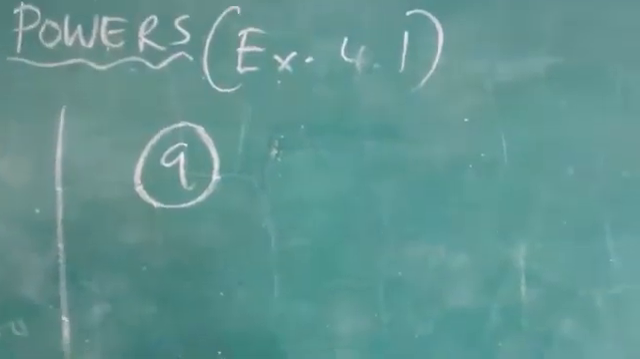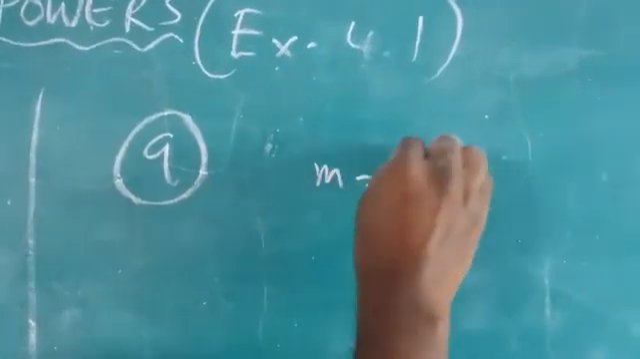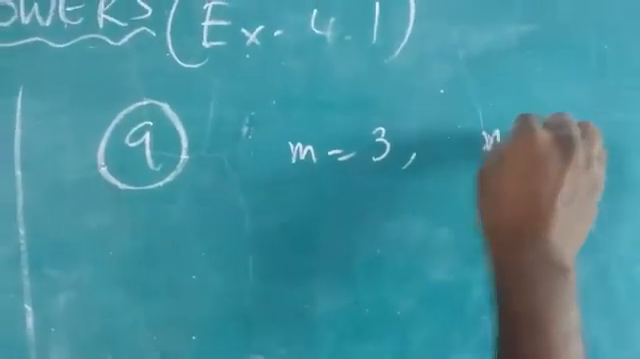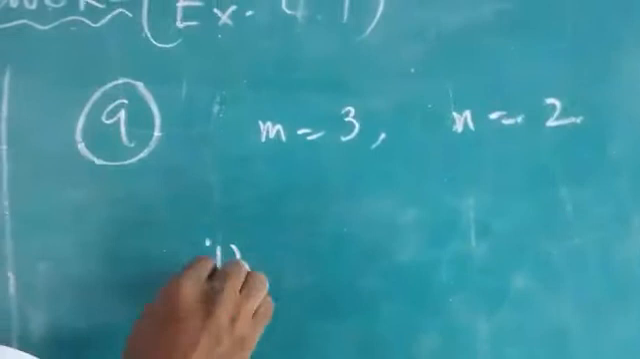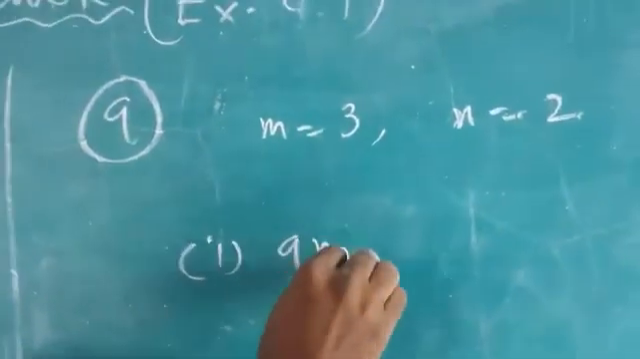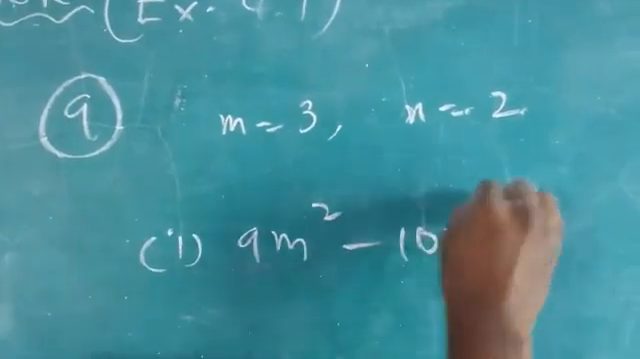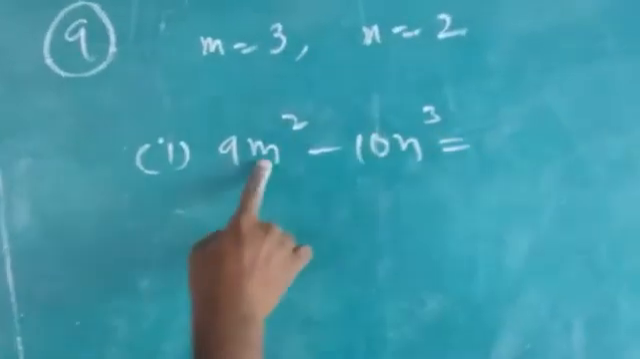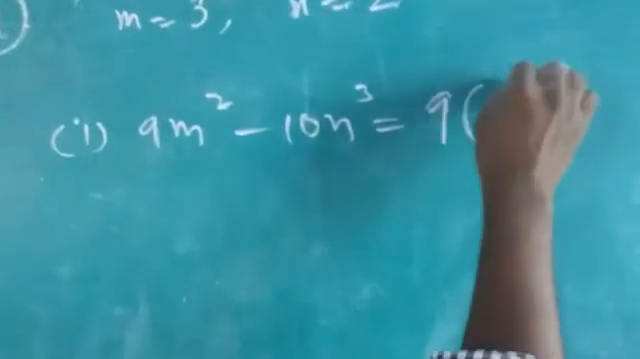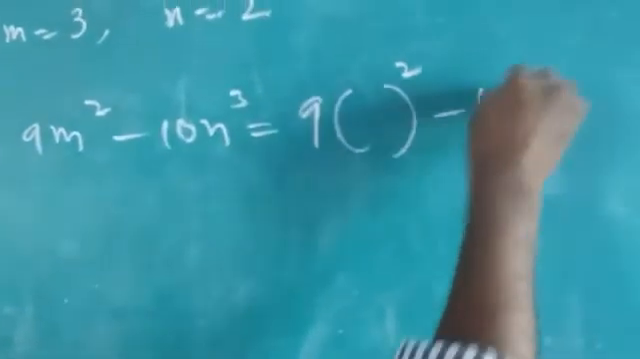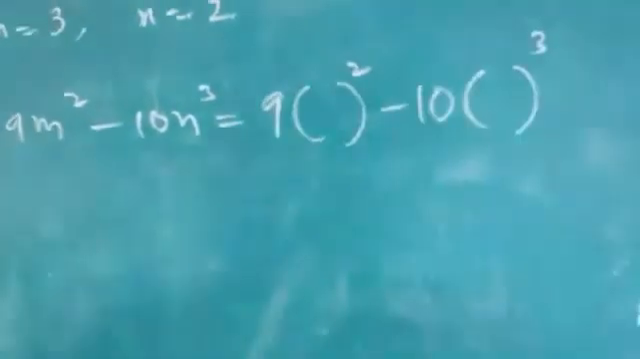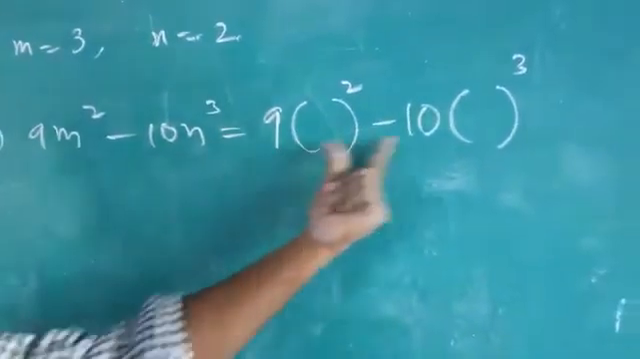In the 9th question, children, it is given that if m is equal to 3 and n is equal to 2, find the value of 9m square minus 10n cube. Look at the book. Just look at the board here. Wherever you see m, just put an empty bracket here. A simple logic: wherever you see m and n, replace the value in the bracket.